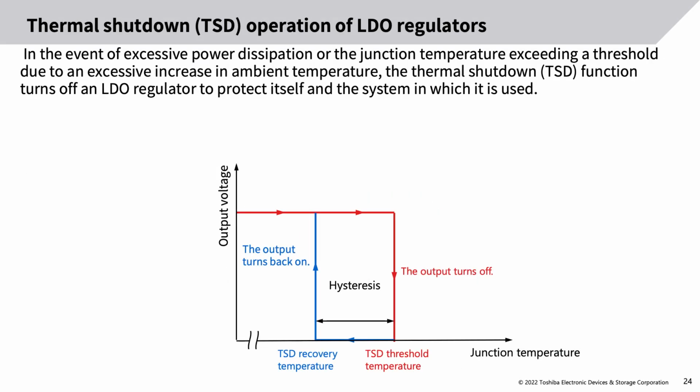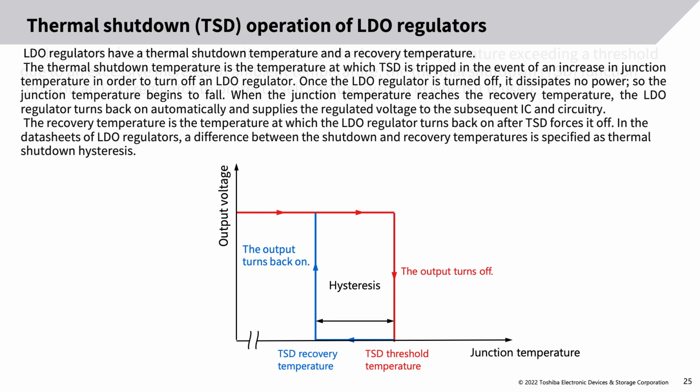Thermal shutdown, TSD, operation of LDO regulators. In the event of excessive power dissipation or the junction temperature exceeding a threshold due to an excessive increase in ambient temperature, the thermal shutdown function turns off an LDO regulator to protect itself in the system in which it is used. LDO regulators have a thermal shutdown temperature and a recovery temperature. The thermal shutdown temperature is the temperature at which thermal shutdown is tripped in the event of an increase in junction temperature in order to turn off an LDO regulator.